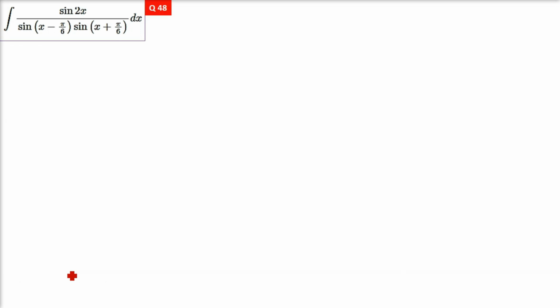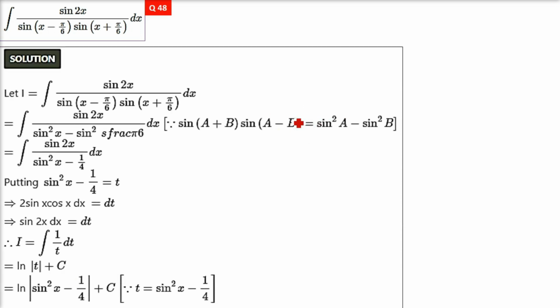Okay, this is the result we are just talking about. This sin(a plus b) into sin(a minus b) is very important here, right?